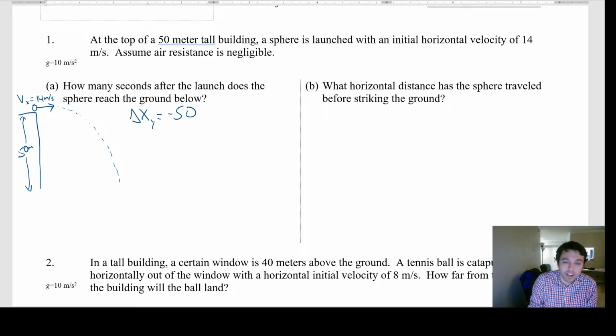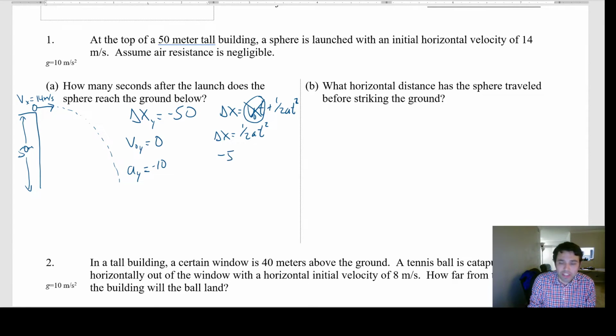Okay. Initial vertical velocity is 0. Acceleration vertically is negative 10. I'm not saying anything else anymore, I'm just doing the problem. I'm going to use delta x equals v naught t plus 1/2 at squared. But this part goes away because my vertical velocity is 0. So I get delta x equals 1/2 at squared. My delta x is negative 50 because my displacement is 50 down. I start at the top of the building and go down vertically. Half of a is negative 5 times t squared. I divide by negative 5, I get 10 equals t squared, I square root, then I get t equals square root of 10, which is 3.16 seconds.